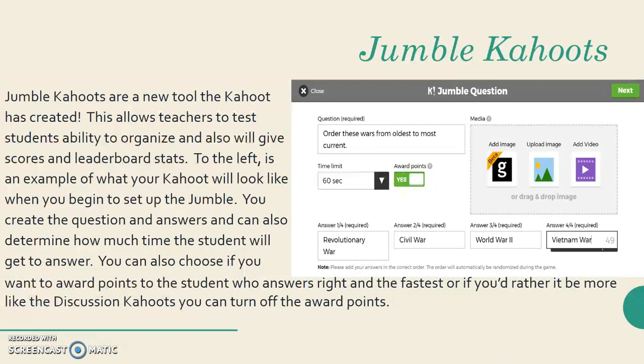So if you want it to run more like a quiz Kahoot, you can keep the points on and it'll tell you who the top 5 are in your class and how fast they're answering and everything. Or you can turn it off and make it more like a discussion. And then down here is where you'll put in your answers, and when the students play, they'll have to put them in order of what happened. So I did mine on to order the wars from oldest to most current. So I have in the 4 options and they'll have to put them in order on their screen.